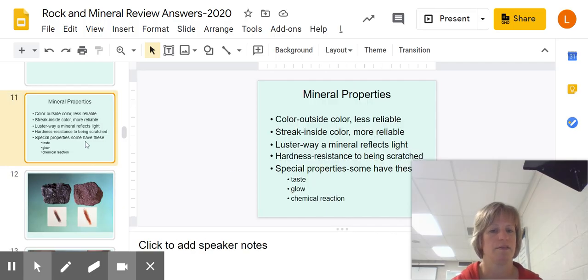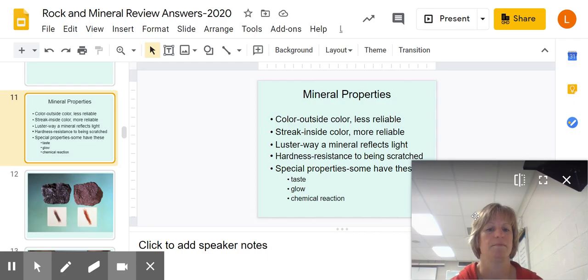Luster is the way that a mineral will reflect light. And so when I say it's the way it will reflect light, remember sometimes it's a glassy luster, sometimes it's waxy luster, metallic luster if it reflects like a metal.